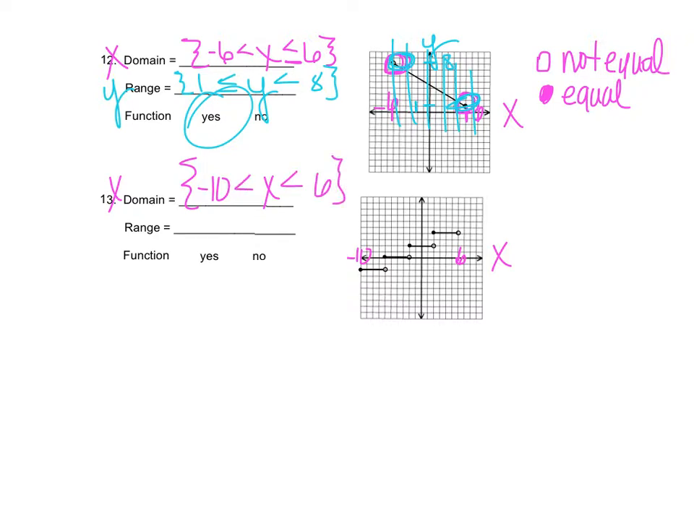-10 is less than or equal to x, which is less than 6. When x is -10, it's closed, which means it's equal to, and then open on 6, which means it doesn't include 6.